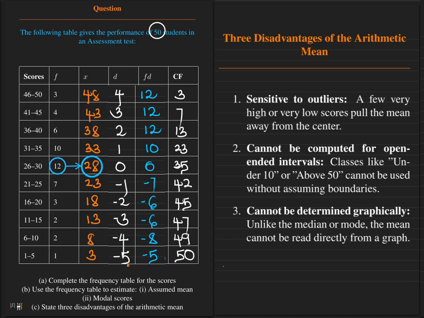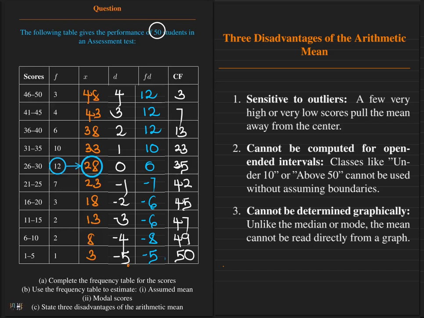Then the last disadvantage is it cannot be determined graphically. You cannot determine arithmetic mean by graph, unlike the median, especially of the normal, and then the mode that you can easily determine graphically. You cannot do so with the arithmetic mean. So that ends it for this particular question.